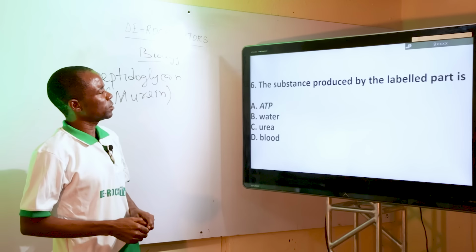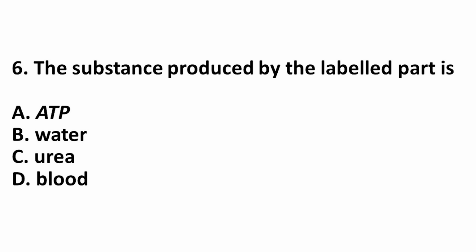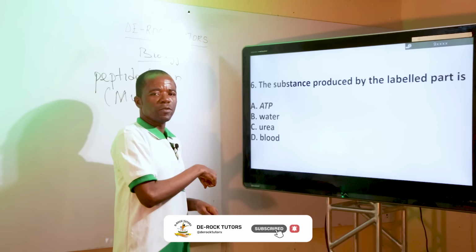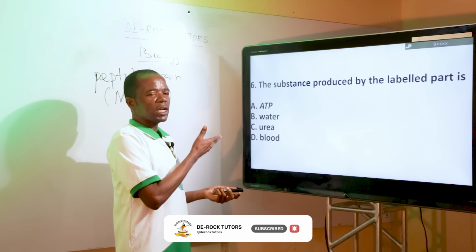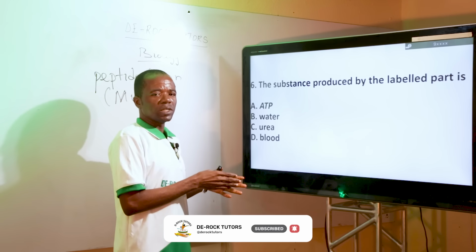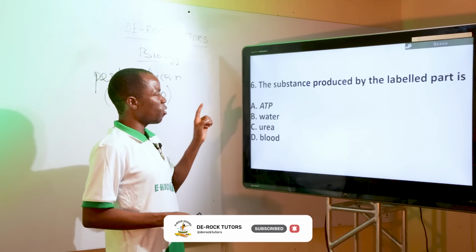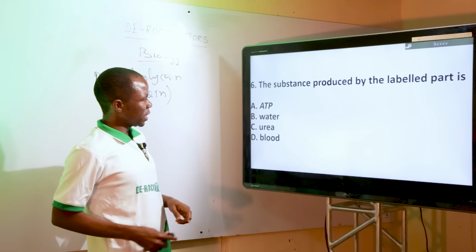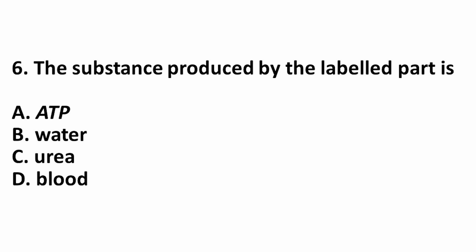Let's look at number 6. The substance produced by the labeled part is, don't forget, the labeled part in number 5 was mitochondria. And we know that mitochondria is the powerhouse of the cell. What does that entail? That is the part of the cell in which energy in the form of adenosine triphosphate is produced. So the correct answer is ATP. That is the energy currency of the cell.